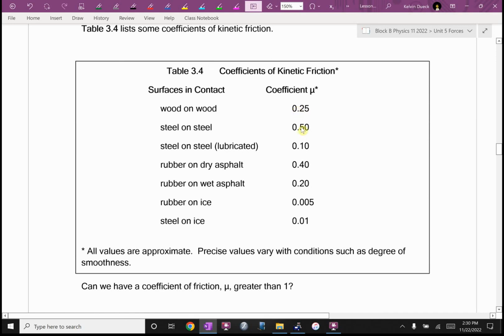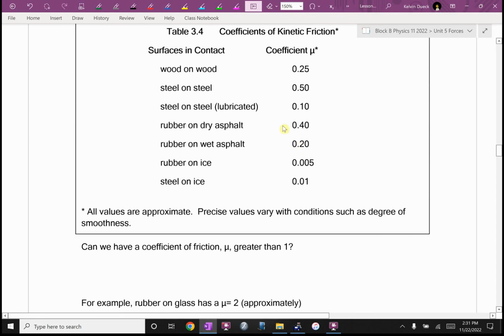Steel on steel is terrible. But we make all of our machinery out of steel pieces on steel pieces. When you lubricate it, it goes from 0.5 to about 0.1. Much better, much easier on the machinery, much less wear and tear, much less heat. Rubber on dry asphalt has a lot of variance, anywhere from about 0.4 to 0.7, depending on the temperature and what kind of tires we're talking about.